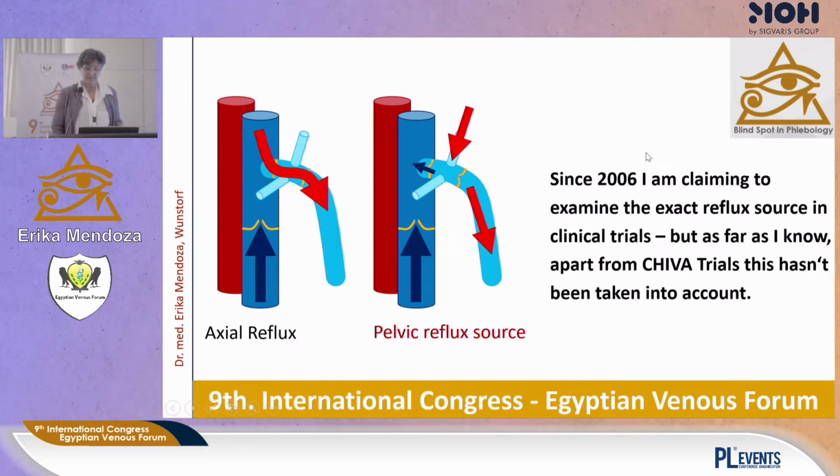Since 2006, I have been claiming that we should examine the exact reflux source in clinical trials, but apart from the CHIVA studies, nobody took this into account. Not even the new synchronous study we are doing in Germany, to look at whether we should ablate or not ablate the anterior accessory vein when we do a saphenous vein ablation. They did not take into account, in a long-lasting prospective study, whether preoperatively you have this or this condition. And this is a shame in my eyes, because we will only know half of the truth.